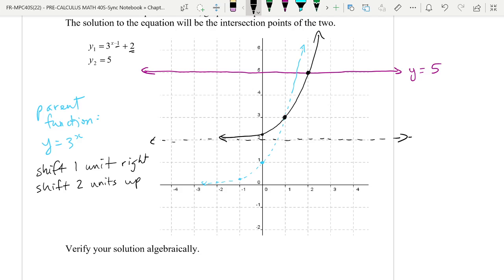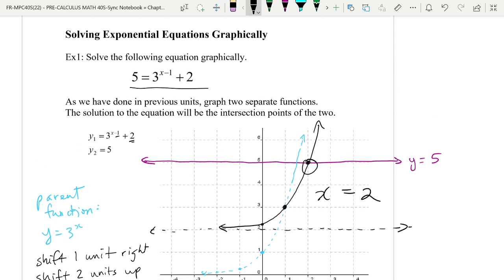So I have a solution. Where is that? That is the point x equals 2. And notice I don't care what the y coordinate is because this equation didn't really have any y's in it to begin with, right? These y's were my invention. I added that to the situation. I'm solving for x and I have a solution. The solution is x equals 2.